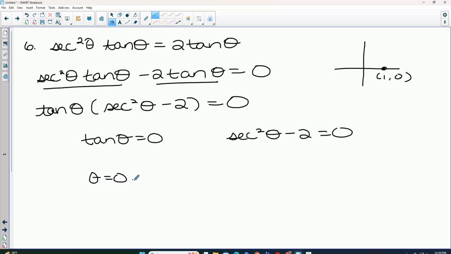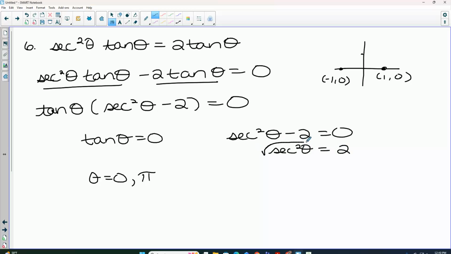What's the other time that's equal to 0? At 90, it would be undefined, right? 180. And 180 is the same as pi. So those are the 2 times that tangent is 0. If I'm solving this one, I mean secant squared is 2.